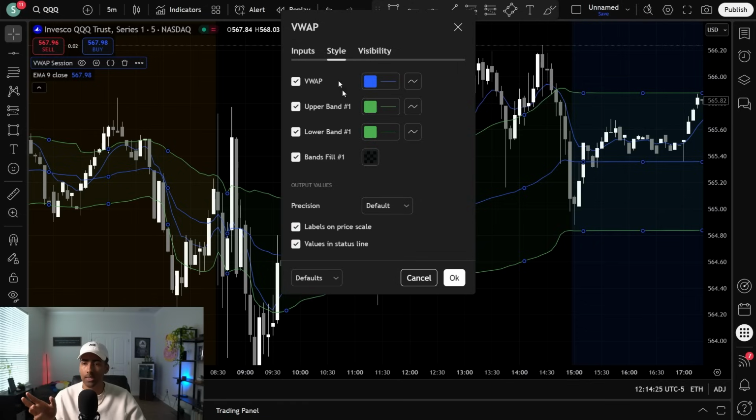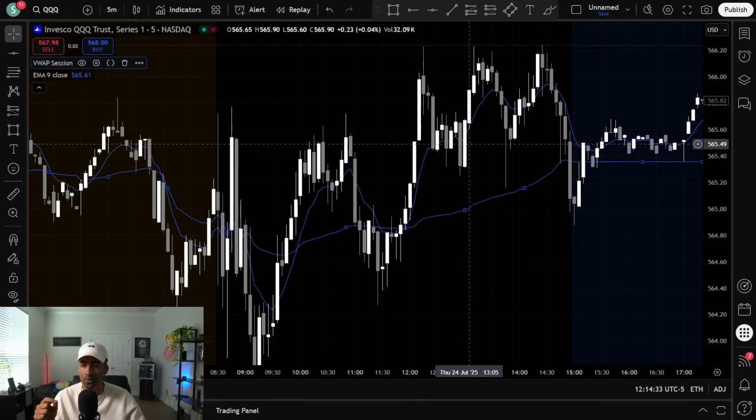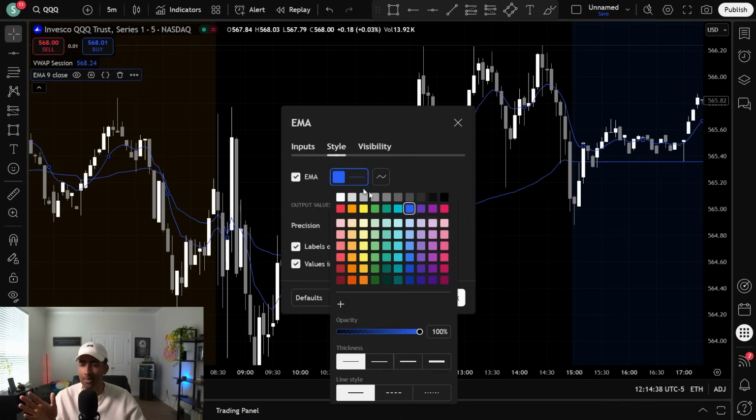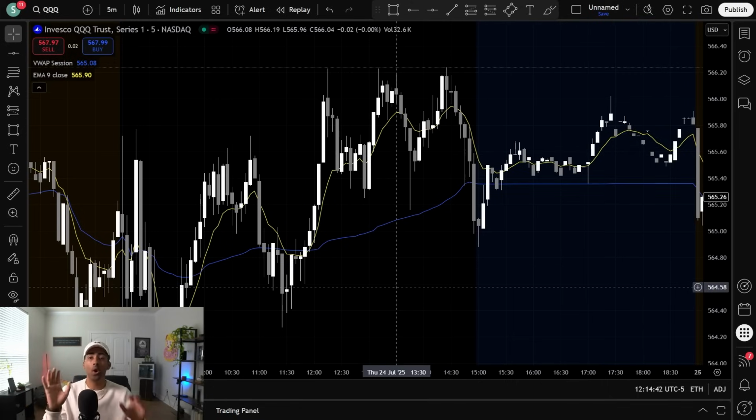Now, I like to keep my VWAP line blue. I want you to go to the settings tab here and turn off your upper band 1, lower band 1, and bands fill 1. This is going to leave you with this blue line right here. Now, very confusing. So what we're going to do is change the EMA color to something completely different. Change it to yellow or blue, right? These are the only two lines that you will need on your chart. I don't use MACD, RSI, none of that garbage, right? I only use indicators that rely on actual price action.